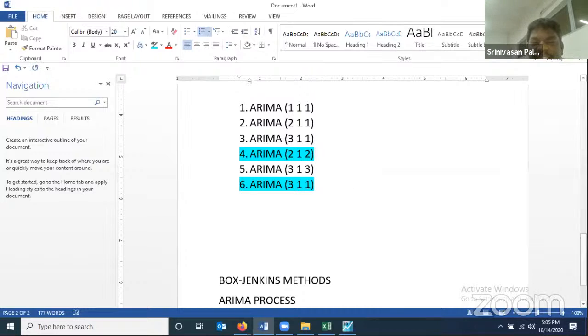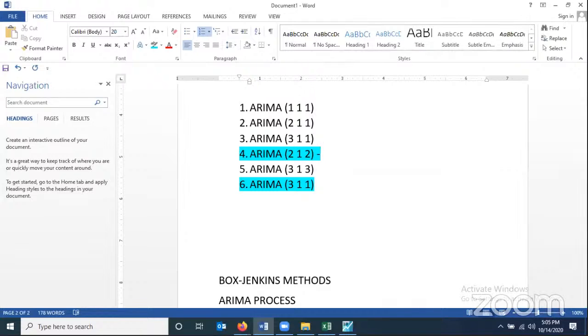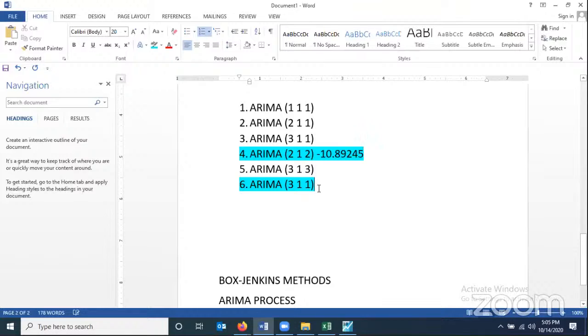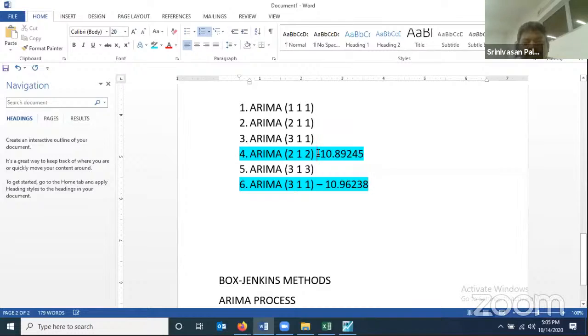Can you tell me what the AIC value is for this one? AIC value for 2, 2: 10.89. 2, 4, 5. 10.89. So here, coming to this one, 10.96238. Good. Is it correct? Okay. 4 is best, sir.